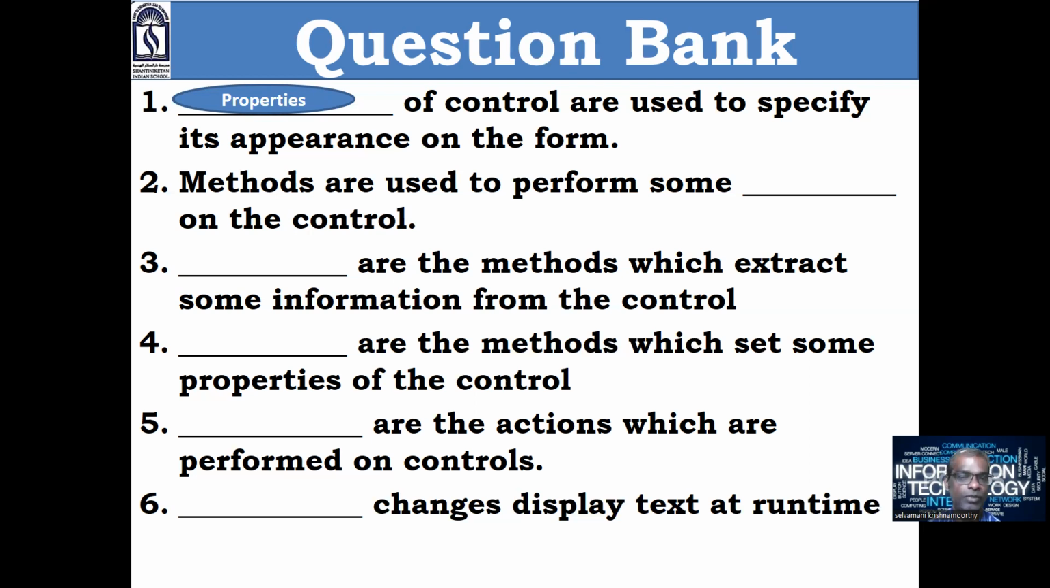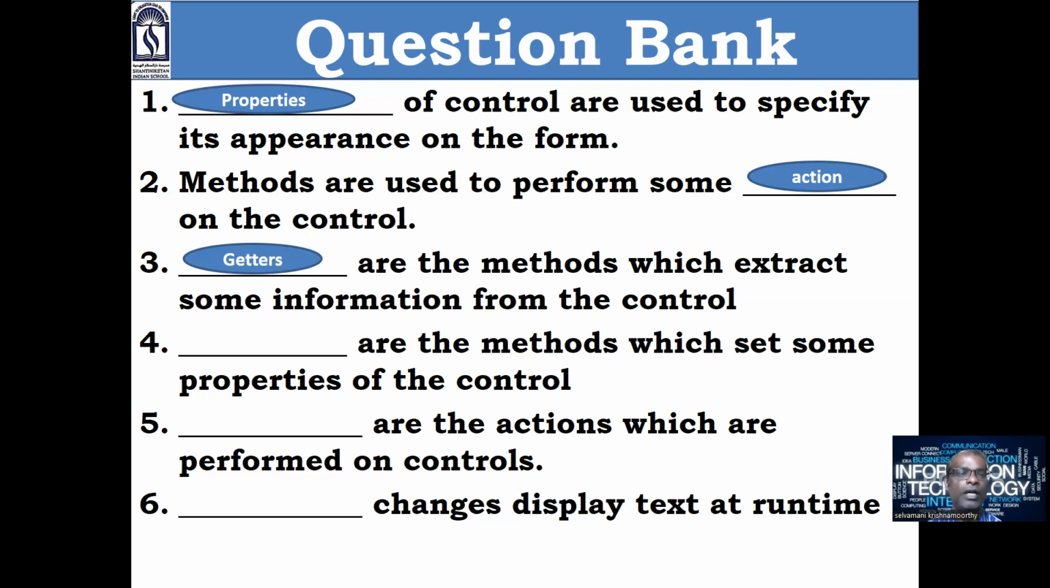Second one, try to answer the question. Methods are used to perform some dash on the control. What is the answer? You are right. Action. Method means it performs an action. Third one, dash are the methods which extract some information from the control. Extract means what? Get means getter. Very good. Getters are the methods which extract some information from the control.